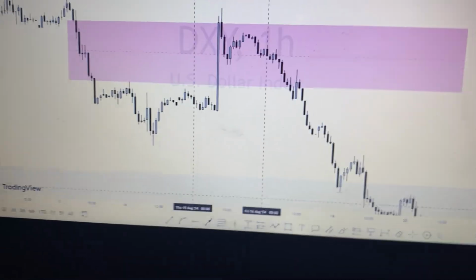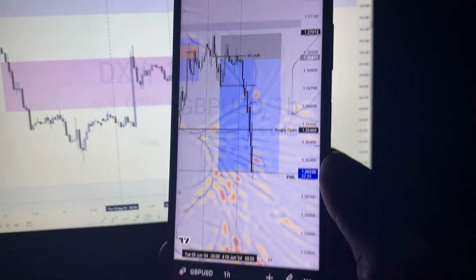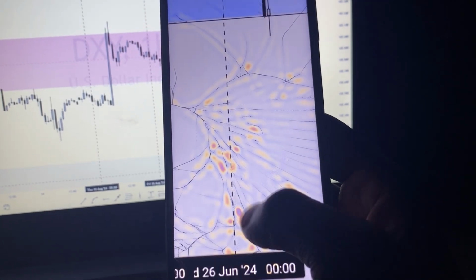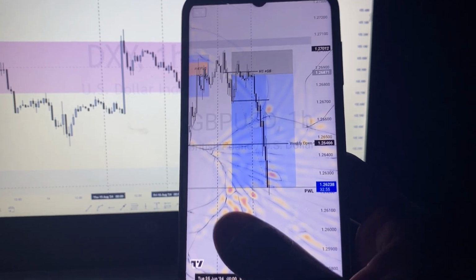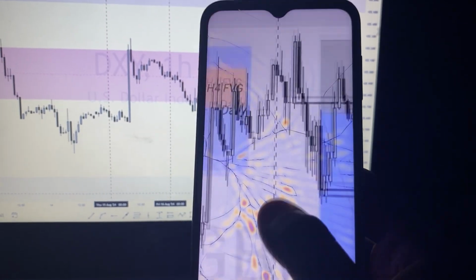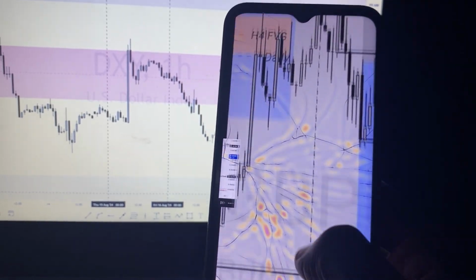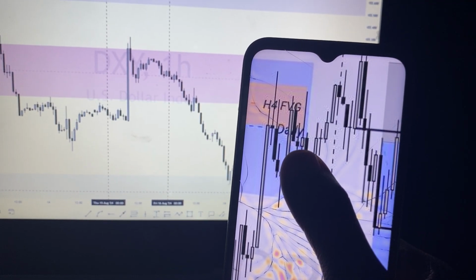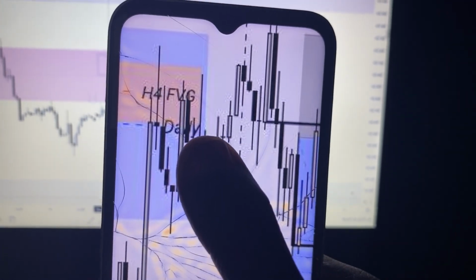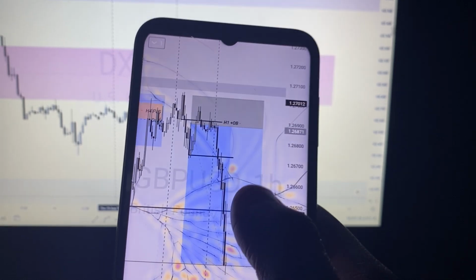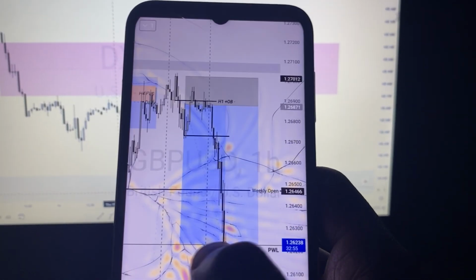So, look at this. You see below here, this is the midnight open. You see here, I already entered. What is this? Daily. You see the word daily. You see the word 4-hour fair value gap.